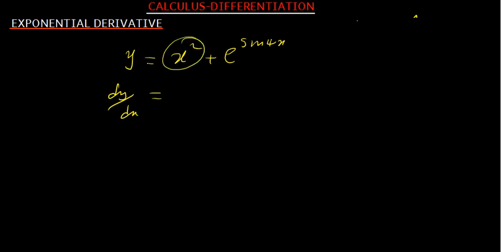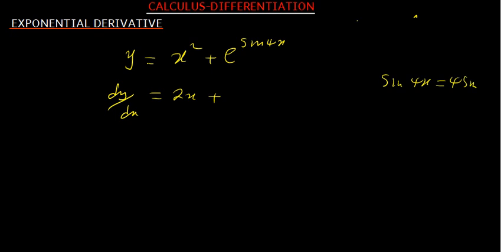Well, consider if you've been given y is equal to x squared plus, let's say, e to the power sin 4x. How do we differentiate this? So dy over dx is going to give us, for x squared, 2x. And then plus, first differentiate the power. Now the derivative of sin 4x is going to be 4.